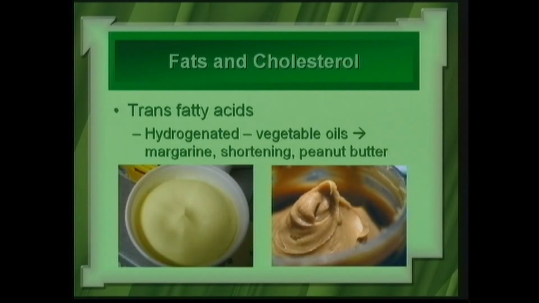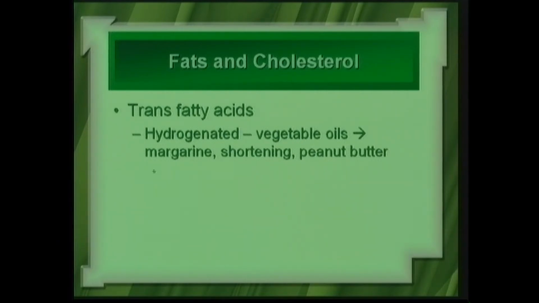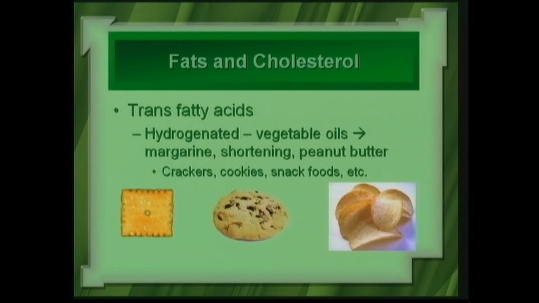Now, what we call hydrogenated are different kinds of vegetable oils that result in margarine, shortening, and peanut butter. Because peanut butter, what is it? Peanut oil. You actually make this substance, and what they do is hydrogenate these different kinds of vegetable oils to make this kind of trans fat. What are trans fats actually? You can find them also in crackers and other snack foods such as potato chips and cookies, right? Very tasty. We love them.